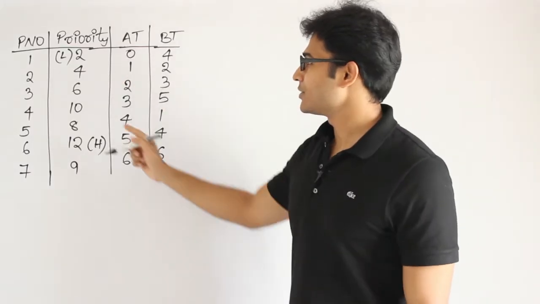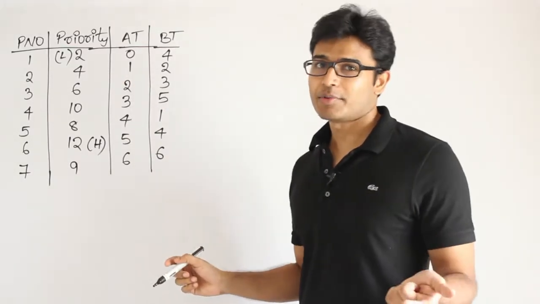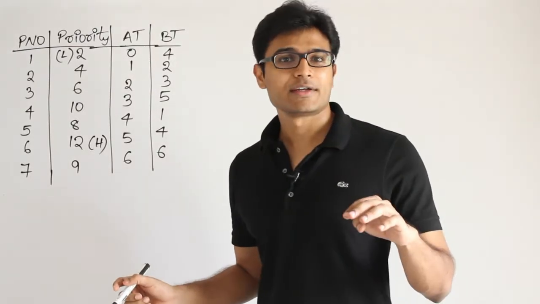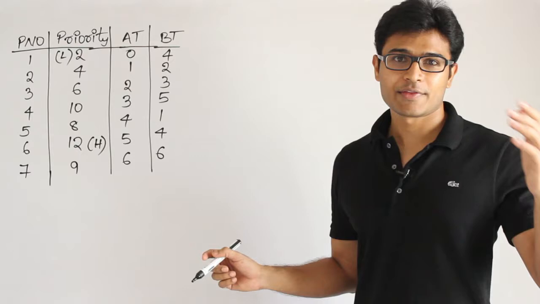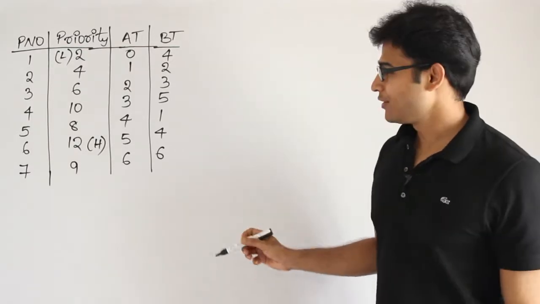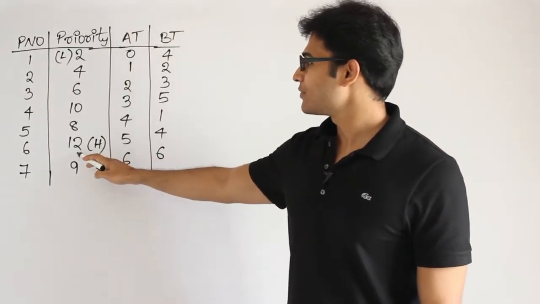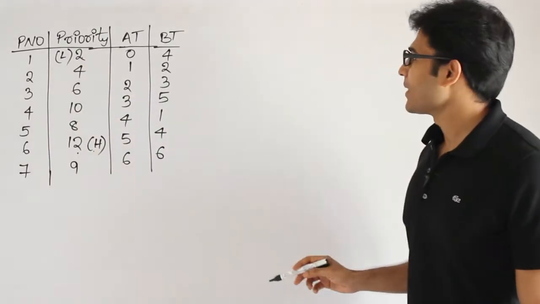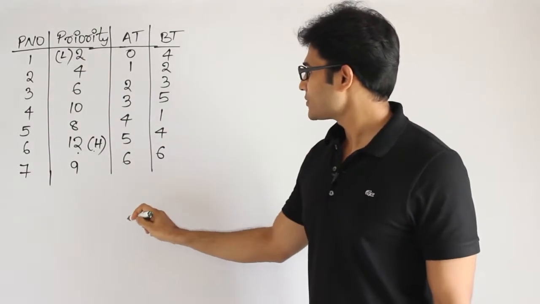Okay, and see one more thing. Whenever priorities are given, you should always know which one is high priority and which one is low priority. Sometimes people will take the low number as high priority and the high number as low priority. Therefore, here they have clearly mentioned that 12 is the highest priority and 2 is the lowest priority, right? Okay, and now we can start from the first one.